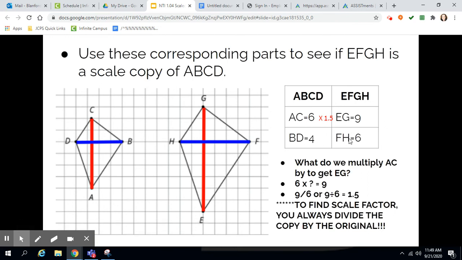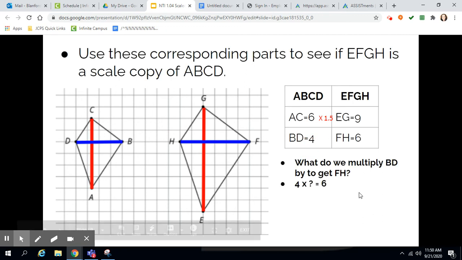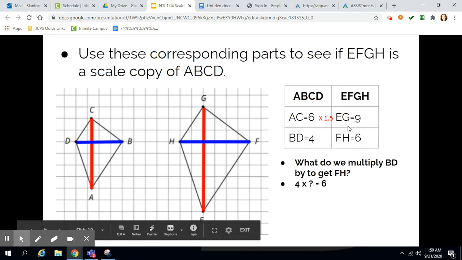All right, now we're going to check out the bottom, the other corresponding parts. So now I'm going to think what times BD is FH. So what times 4 is 6? And again, remember, if we want to figure this out, we take the copy side and divide it by 4. So we get 6/4, 6 divided by 4, the same thing.